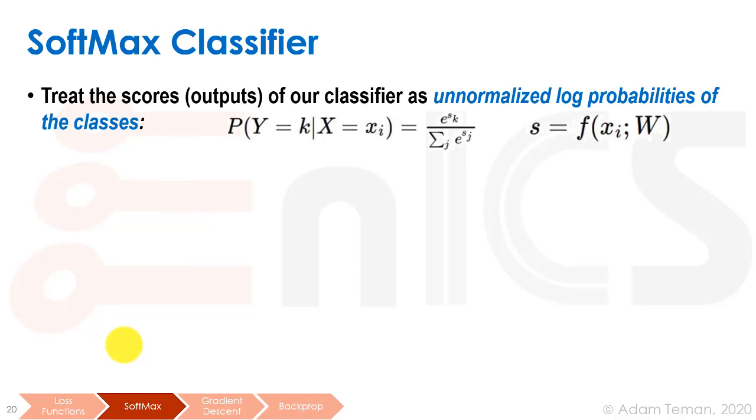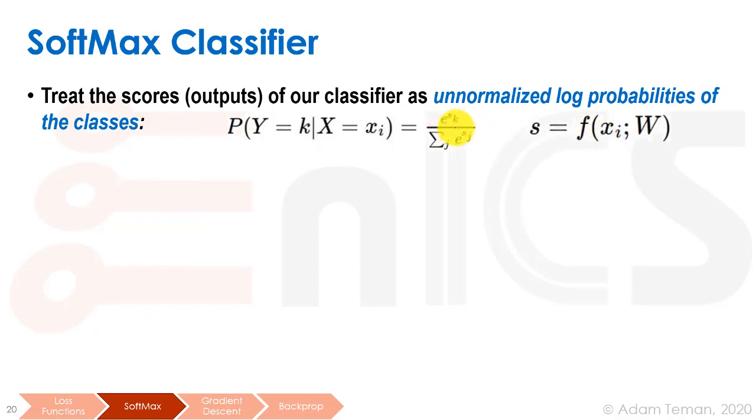So the Softmax classifier treats the scores, or the outputs basically, of our classifiers as unnormalized log probabilities of the classes. So what we're going to do here is we're going to say that the probability that y equals something when x equals a certain input is given by e to the power of sk divided by the sum of all of the e to the power of sj's that we had on all of our categories. Okay, where s is the function.